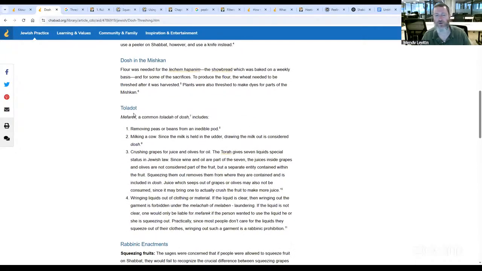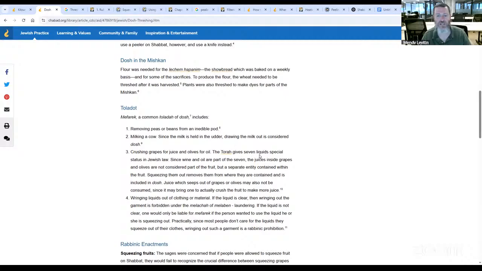Okay, the melachos. What is the byproduct of threshing, dash? The common example of dash includes removing peas and beans from inedible pods. So if you have an inedible pod, milking a cow, since the milk is held in the udder, drawing the milk out is considered dash, considered threshing. Crushing, he says, crushing grapes for juice and olives for oil.